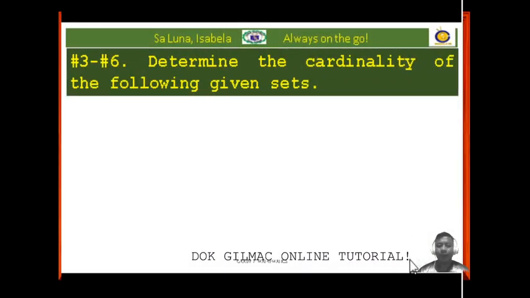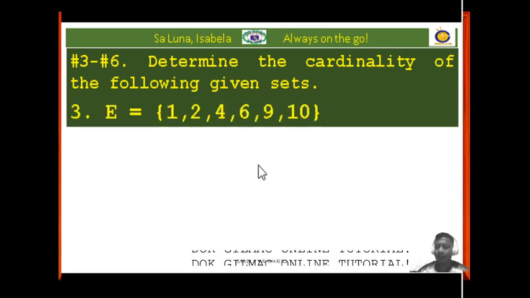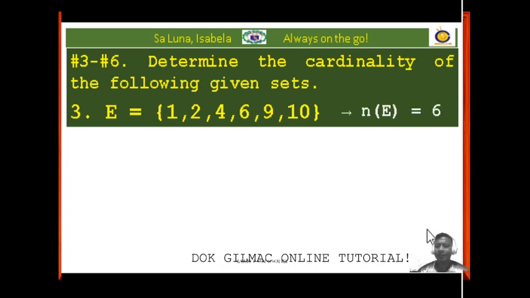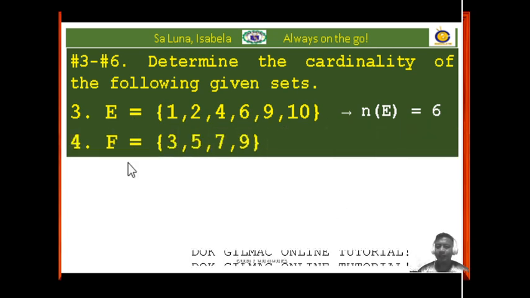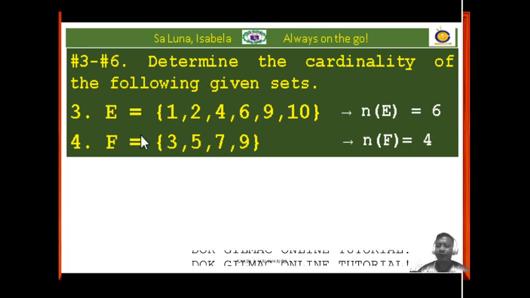Next, determine the cardinality of the following given sets. Let's have number 3. 1, 2, 4, 6, 9, 10 are the elements of set E. How many elements do you see here for set E? Yes, there are 6 elements. So, what is n of E? Yes, very good. It's equal to 6, since there are only 6 elements for set E. Next, how about set F? 3, 5, 7, 9. N of F is equal to? Yes, equal to 4, since there are only 4 elements for set F.